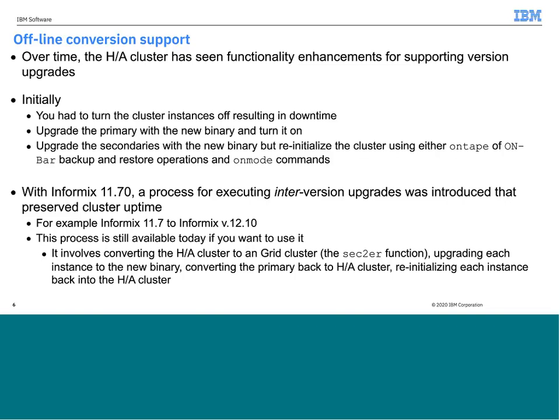It was time-consuming, particularly if you had really large primary systems, to do an on-tape backup and then restore and so forth. At 11.7, we came out with some technology that allowed you to perform what I call inter-version upgrades. So let's say you wanted to go from 11.7 to 12, or you can still do this going from 11.7 to 14 if you wanted. And this process used flexible grid technology and a function called sec2er, which basically converted your HA cluster into an ER cluster, a grid type of a cluster.